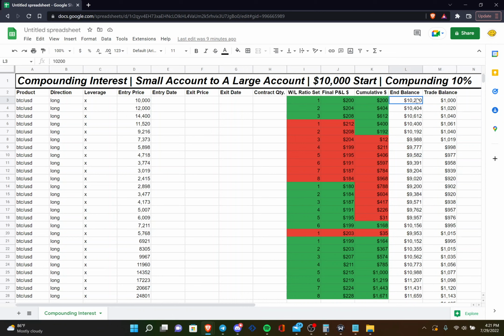Okay, and now because your total balance, your total account size is $10,200, you now will be trading with $1,020. Okay, so 10% of your account size will always be traded for per trade. All right, and that's where the magic happens.